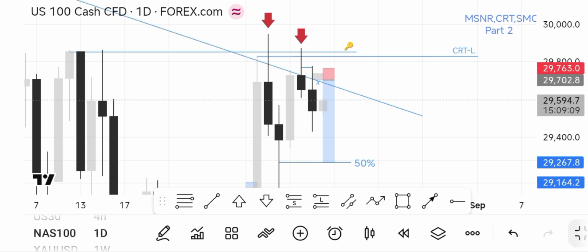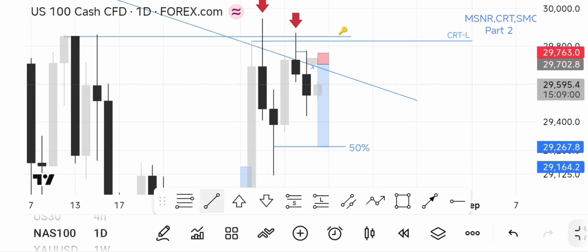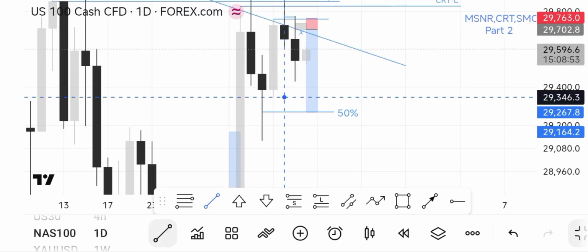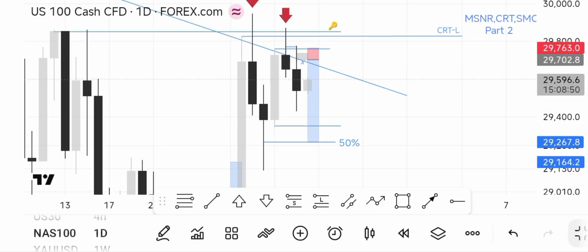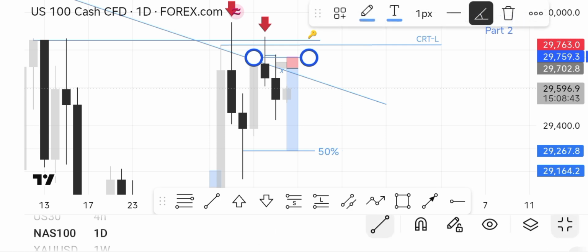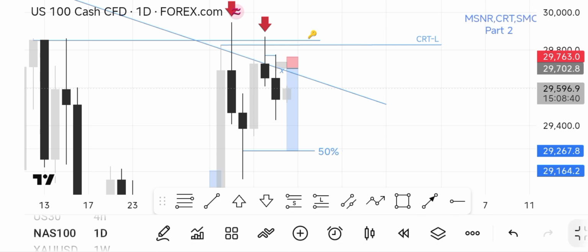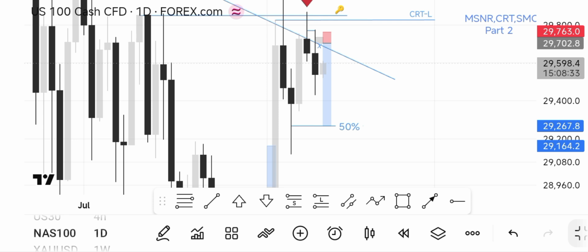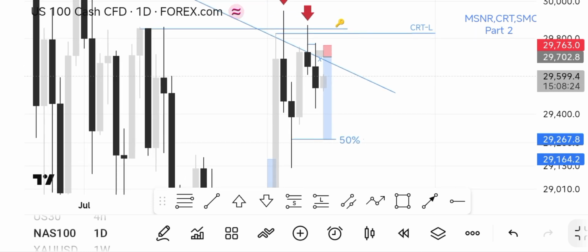So this rejection now, are you seeing these two CRT in one? Yeah, you are seeing this CRT, two CRT formed. So that's how to tell you how valid this thing is. So this is multiple candle history, right? That's multiple, if you are going back to the beginning.